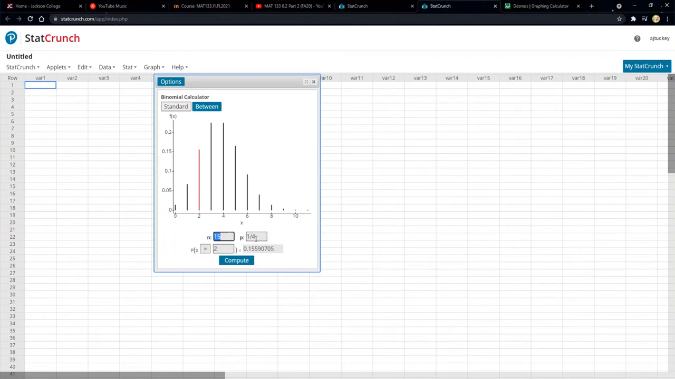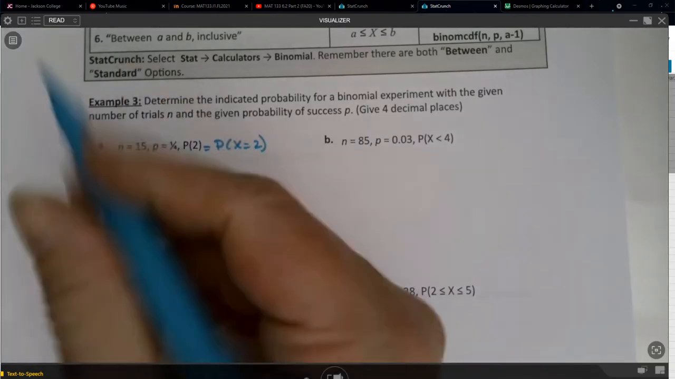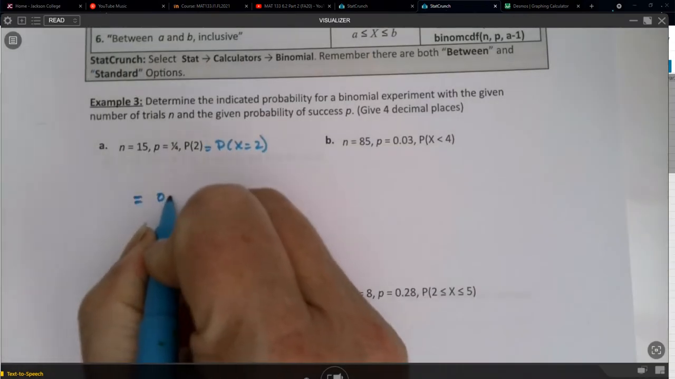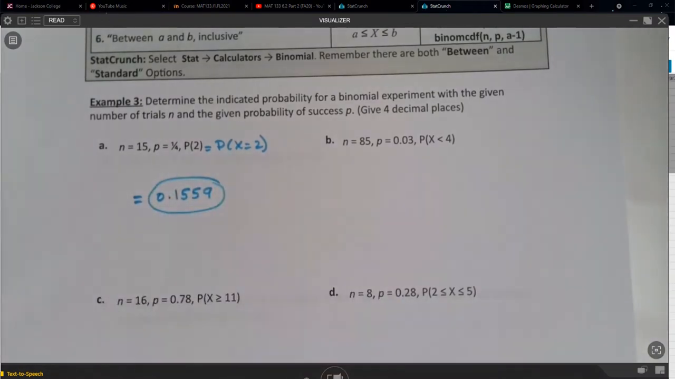So you type your n here, you type your probability of success here. You have to choose the correct one, which in this case is an equals, and then you type your number of successes, which is 2, and click compute. So it's 0.1559. Simple as that. All right, so this is 0.1559. Done.